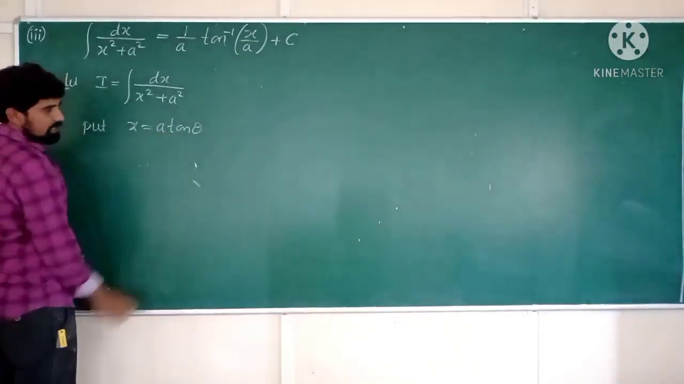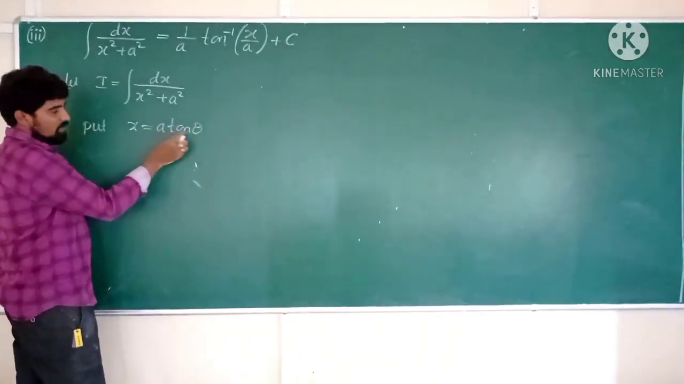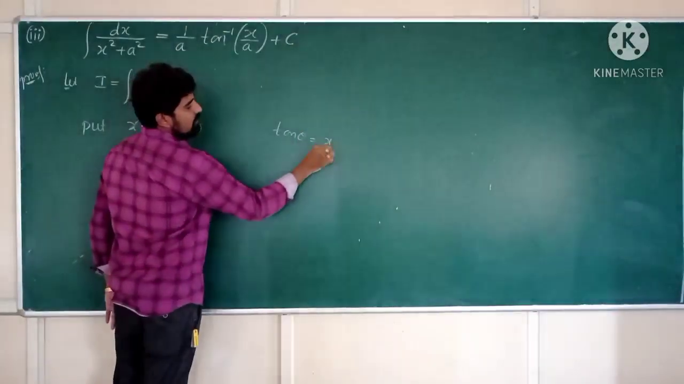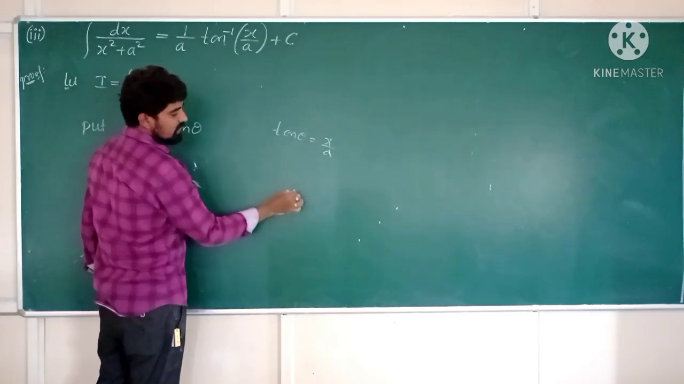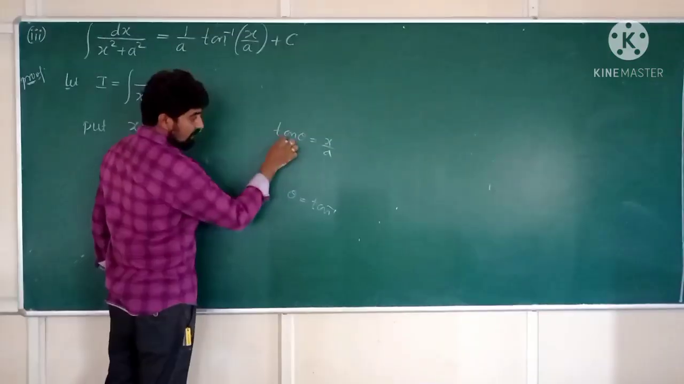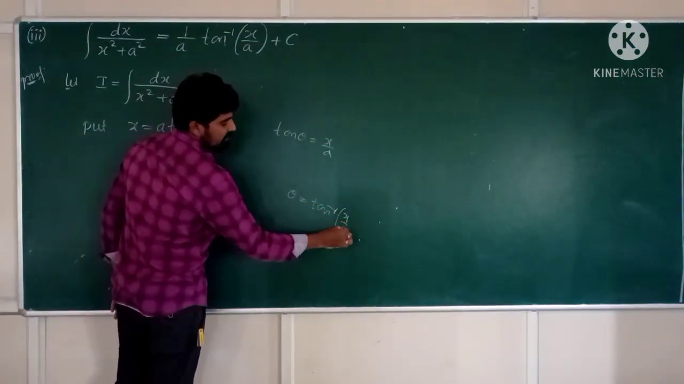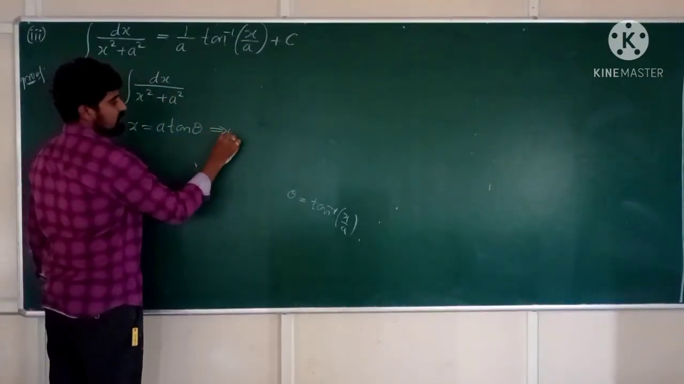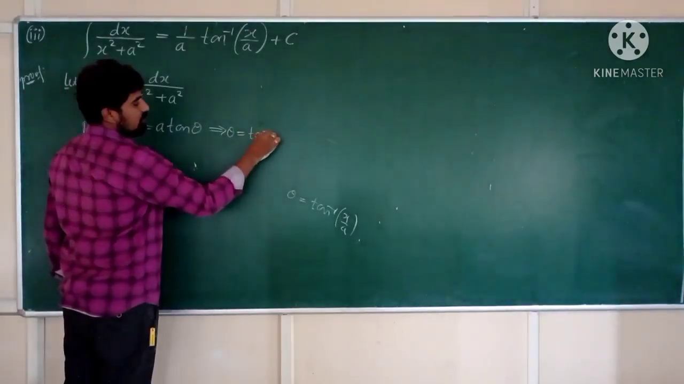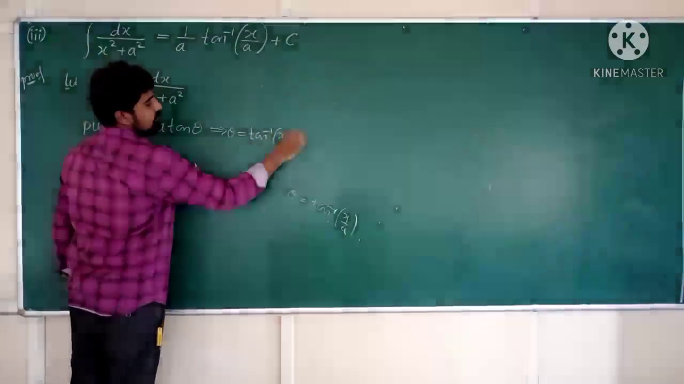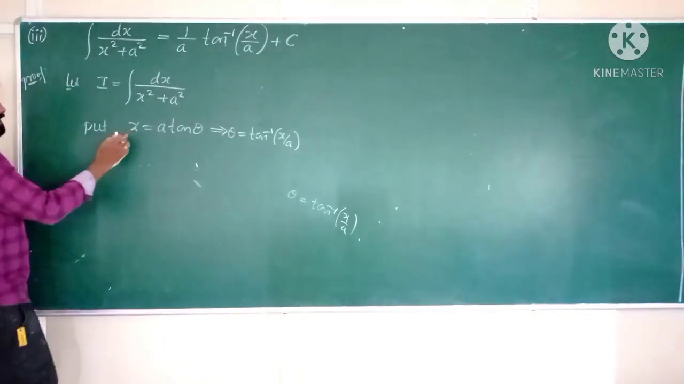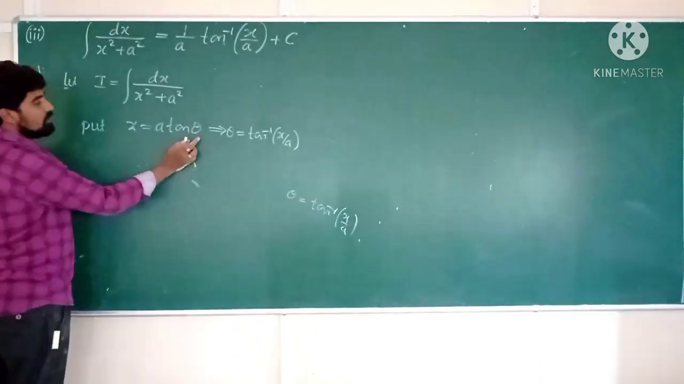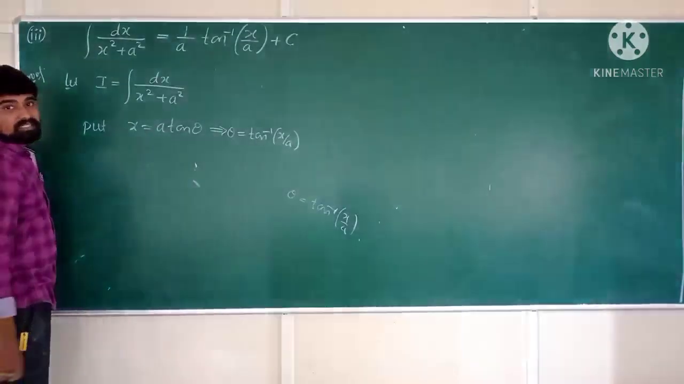If x is equal to a tan theta, obviously the value of tan theta is equal to x by a, which implies that theta should be equal to tan inverse of x by a. I hope all of you understand it. Therefore theta is equal to tan inverse of x by a. Now we are converting this integral in the form of theta, so we need to convert dx also in the form of d theta.